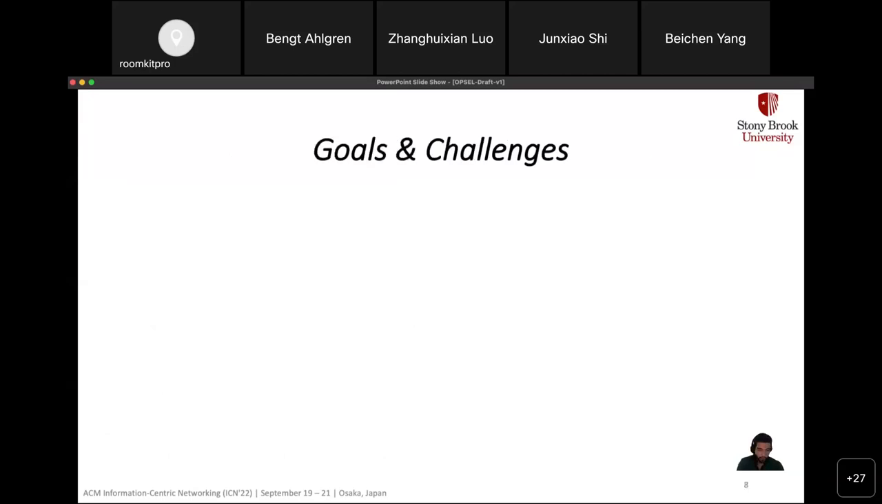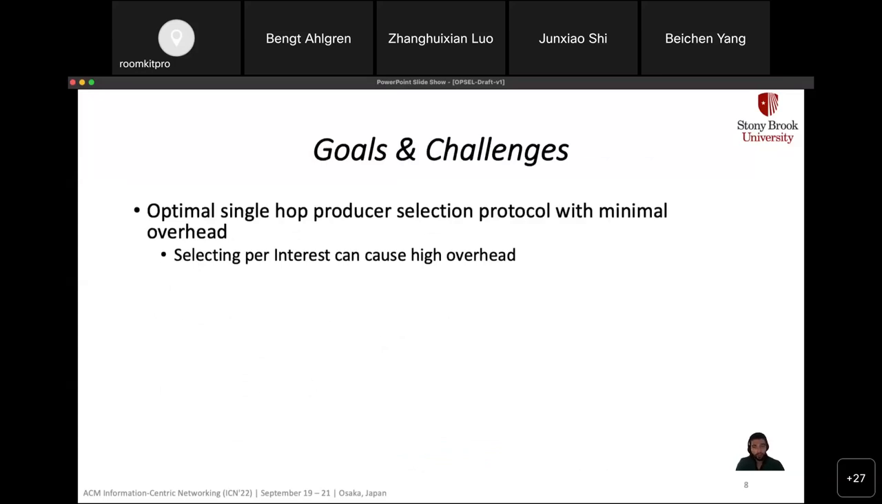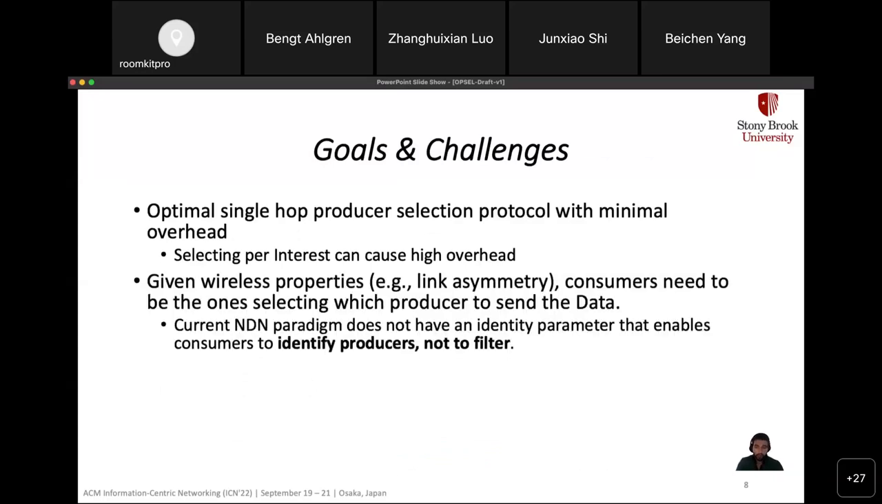Now, the goals and challenges for single-hop producer selection are the following. The first goal is an optimal single-producer, single-hop producer selection protocol with minimal overhead. A challenge is that selecting per interest can cause high overhead. If you select and sample every single time a consumer sends an interest, you will have a lot of overhead. The other goal is, given the wireless properties, for example link asymmetry between producer and consumer, consumers need to be the ones selecting which producers send the data, because the consumers are the ones aware of how the network is performing on their end. The current NDN paradigm does not have an identity parameter that enables a consumer to identify producers, not to filter, but just to identify which producer is which, so we can say, I want this data from this producer, not the other one.